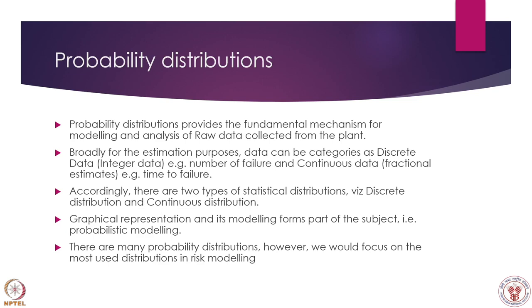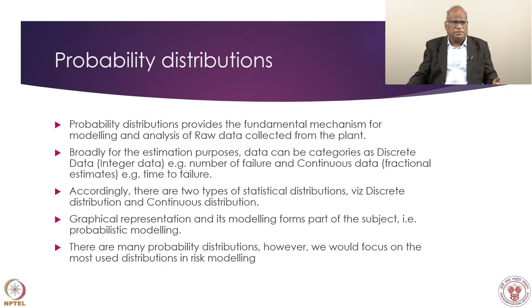Now, probability distributions, as I mentioned, are basically the core of all probabilistic modeling, especially in risk and reliability. The probability distributions are basically developed from the raw data that are available from the plant or systems or individual components or trials. If you look at them, there are two types of probability distributions. One is continuous distribution, and the other one is discrete distribution, where the results available from the plant or systems or trials are integer values. Those situations are analyzed using the discrete distribution.